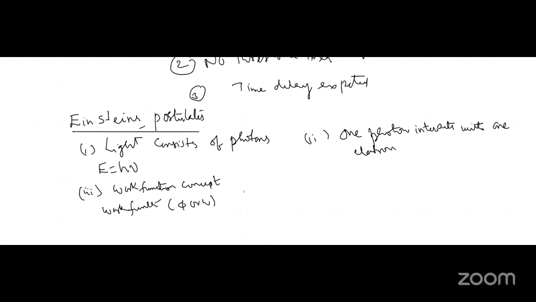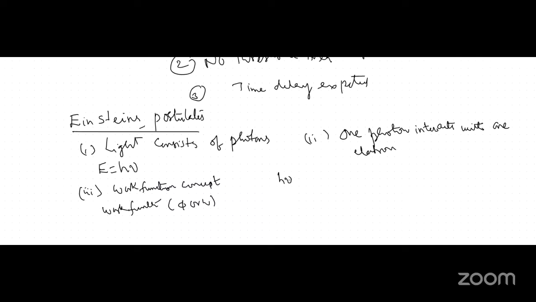So these are the three postulates given by Einstein for the photoelectric effect, which we will call Einstein's explanation of the photoelectric effect. Suppose we take a photon of energy h nu striking the metal surface. Here we can get Einstein's photoelectric equation.